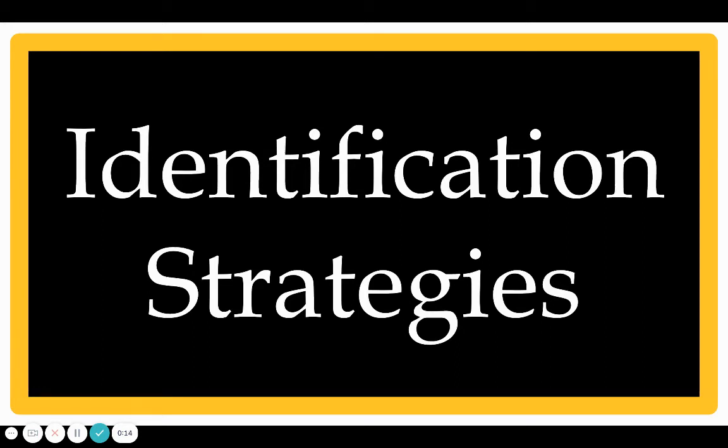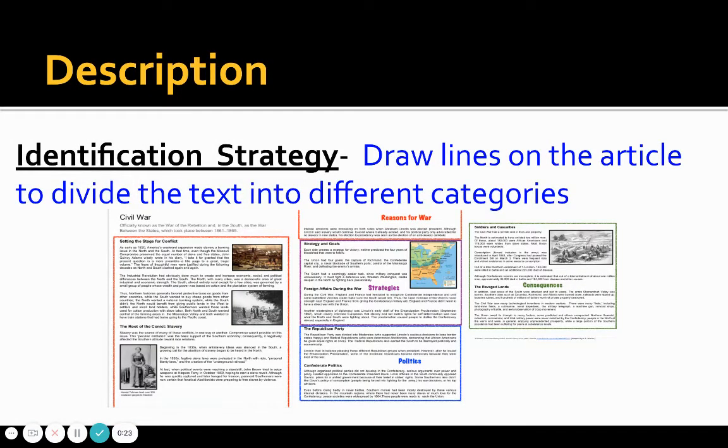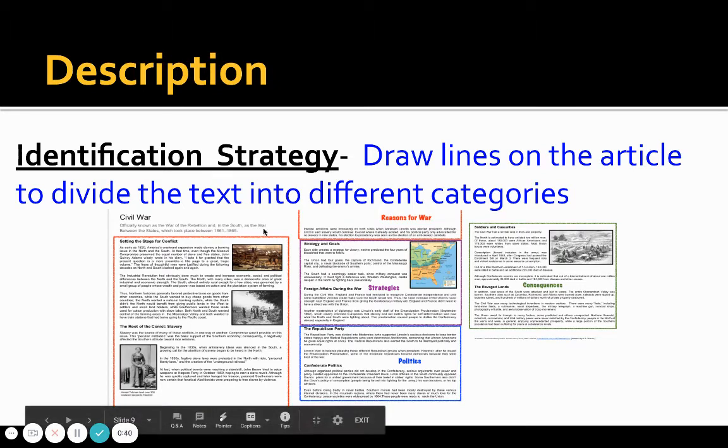Let's talk about some identification strategies for how to identify the different text structures. So for description, one strategy is to draw lines on the article and divide the text into different categories. You can do this by looking at the subtitles right here, the headings. However, you can also see that sometimes an author will have multiple headings, but it's about the same thing.